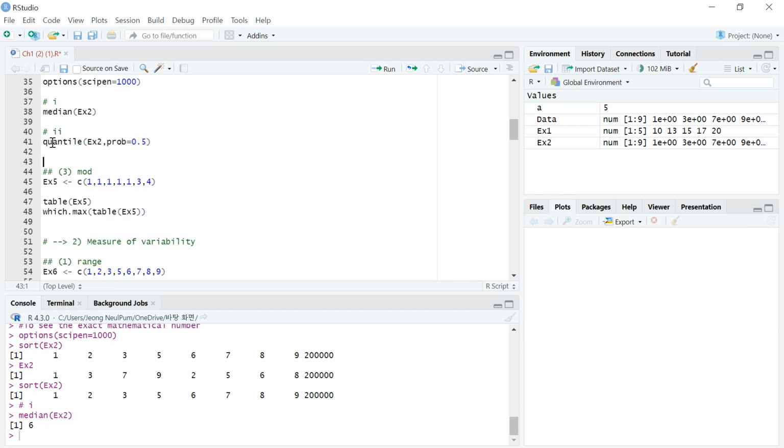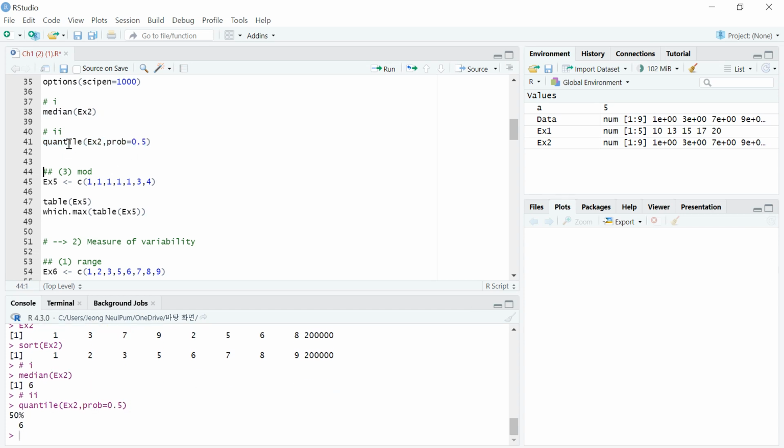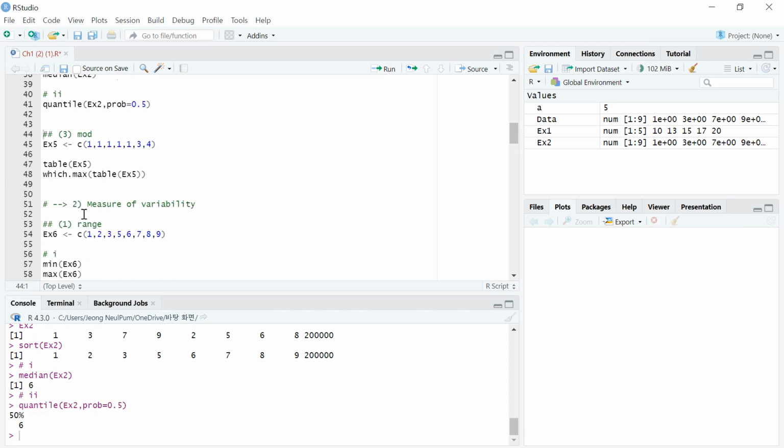And we can also get the median value by using the quantile function with the probability as 0.5, because I believe you already know what quantile is, and the quantile value with the probability as 0.5 is the same as the median value. So we can also get the median value by using the quantile function, which has the same result as the previous one.